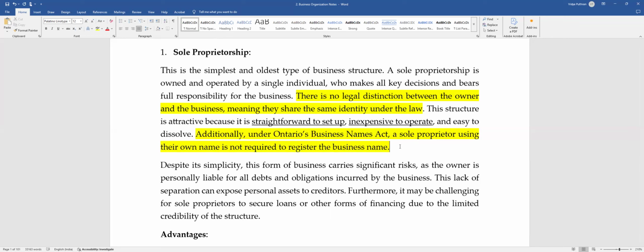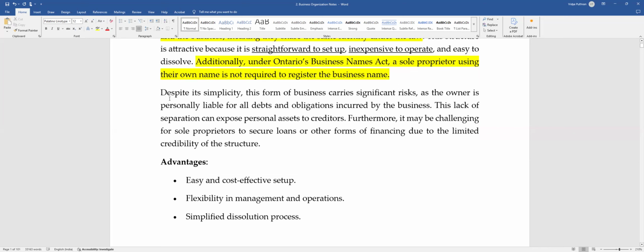जैसे कि हमारा NCA में कीजिए, I have to register that name, right? So then, if we are using our own name, then we don't have to register that for sole proprietorship. Then, despite its simplicity, this form of business carries significant risk also.